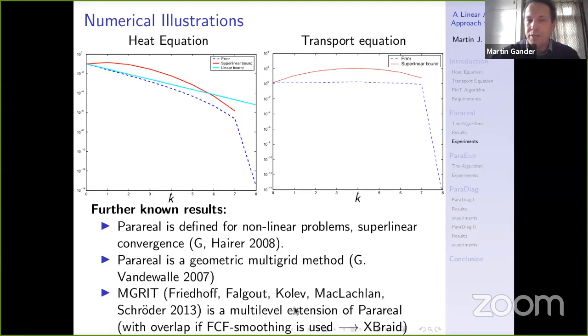There are two main new components that are added in MGRIT compared to Parareal. Parareal, as I showed you, is a two-level method. MGRIT is a multi-level method, so it's a multi-level extension of the Parareal algorithm. In addition, they introduced an FCF smoothing procedure, which one can show corresponds at the Parareal level to overlapping intervals in time. And there is a very good software package that you can just download and use called XBraid.